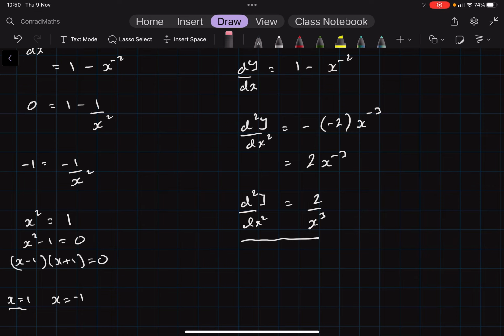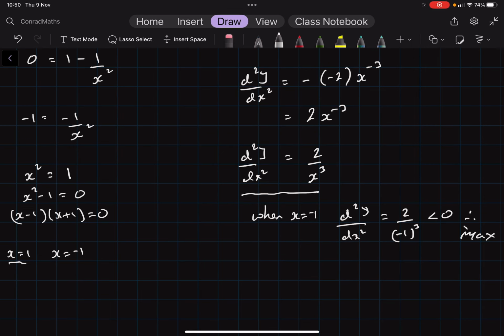We want to find the nature of the 2 turning points. So let's look at when x is negative 1, the second derivative is 2 over negative 1 cubed. Negative 1 cubed is negative 1. 2 divided by negative 1 is less than 0. Therefore, it's a maximum. And when x equals 1, the second derivative is 2 over 1 cubed. 1 cubed is 1. 2 over 1 is 2, which is greater than 0. Therefore, a minimum.